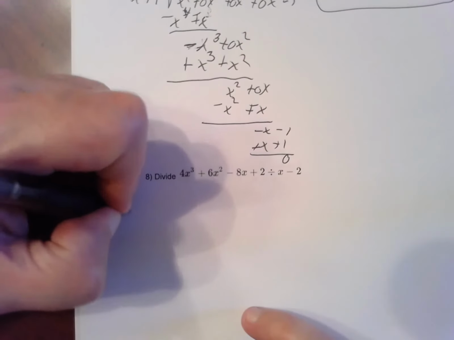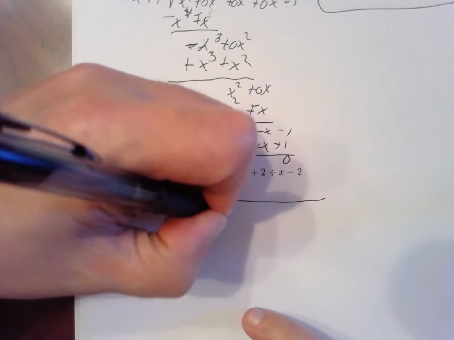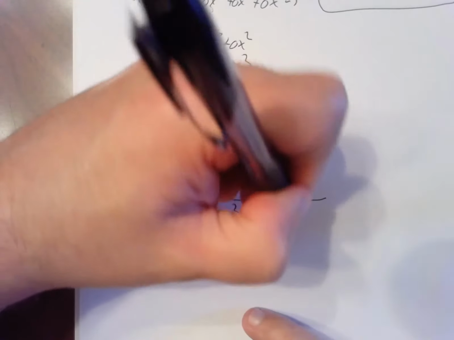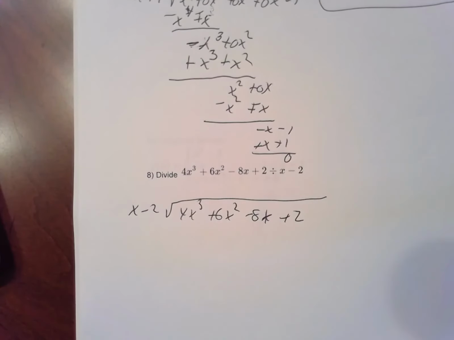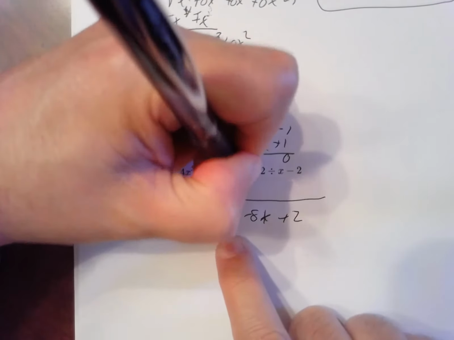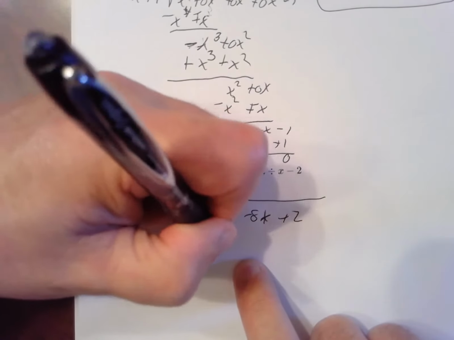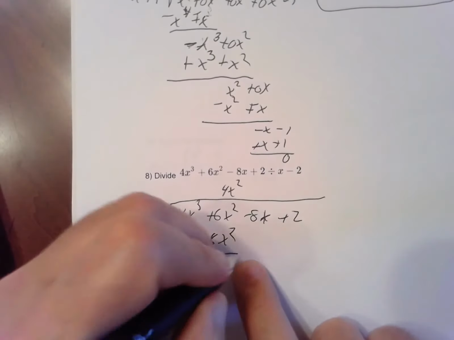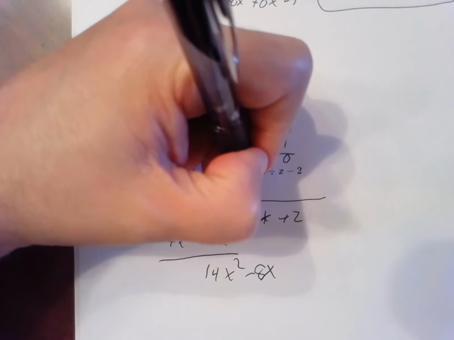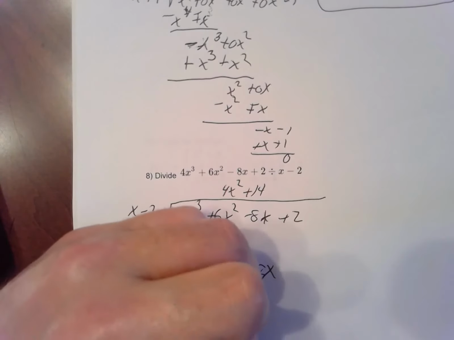Okay, here. X minus 2 for x cubed plus 6x squared minus x, 8x plus 2. No missing powers of x. I don't have to put any zeros in. To get from x to 4x cubed, that would be 4x squared. Distribute. 4x cubed minus 8x squared. Draw the line, change the signs. I get 14x squared minus 8x. So plus 14. That would be 14x squared minus 28x.